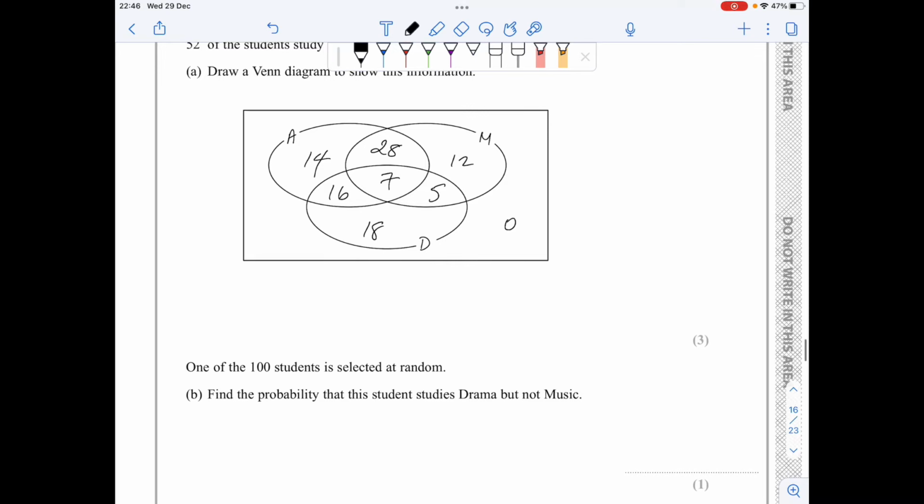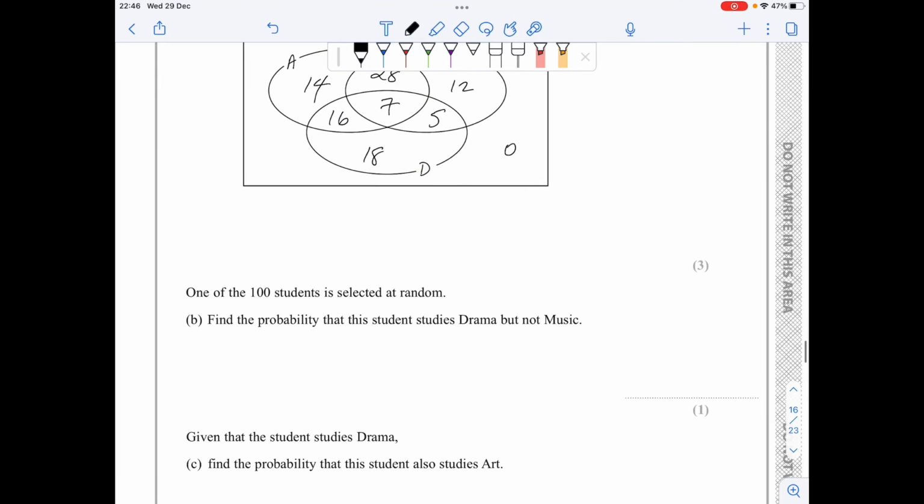Now for part B, one of the 100 students is selected at random. What's the probability that this student studies drama but not music? Now all these students study drama. 7 and 5 of them study music. The 5 of them only music. The 7 they also study art. So I need to ignore those. So my answer would be 16 plus 18 over 100, which is equal to 34 over 100. I can simplify this one as 17 over 50.